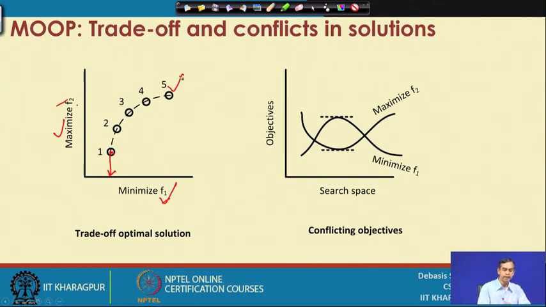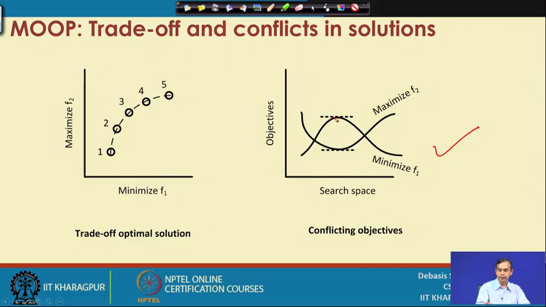On the other hand, if we consider this solution, it is preferable with respect to f2 because it gives the maximum value for f2. However, it gives the worst value for f1. That means one objective is good, but the other is bad. Similarly for solutions 2, 3, 4, neither f1 nor f2 is good. So, this concept is called conflicting objective functions. The objective functions are conflicting: f1 conflicts with f2 and vice versa. The same thing which is mentioned here is shown here.